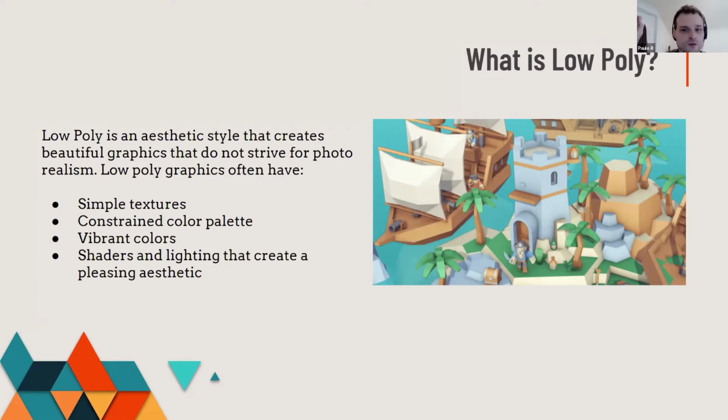Defining features of low poly are simple textures and a constrained color palette. You see here in the example image, there's not a whole bunch of different colors going on. Just a very small palette of colors has been chosen, and you may see different shades of the same color repeating, but you're not going to see a wide variety of colors here. Those colors tend to be vibrant, so they pop a little more than photorealistic colors. You also use different types of shading and lighting that create a pleasing aesthetic.